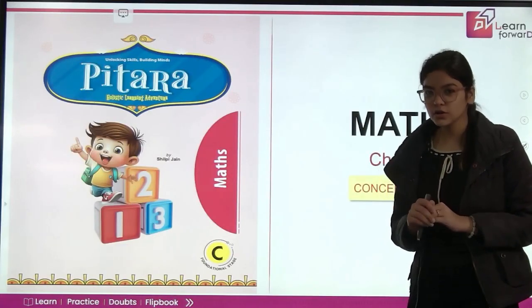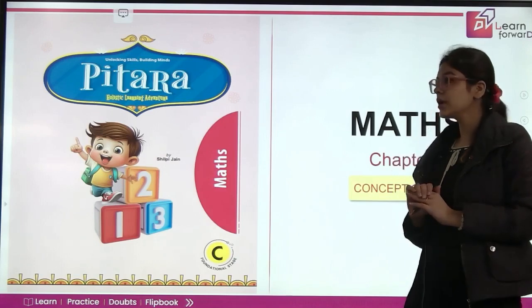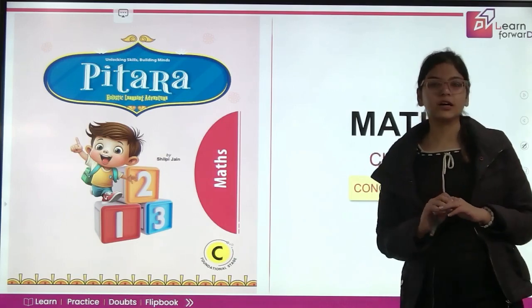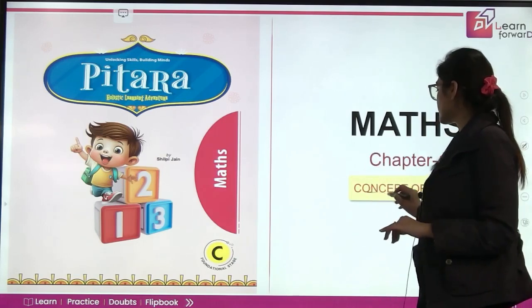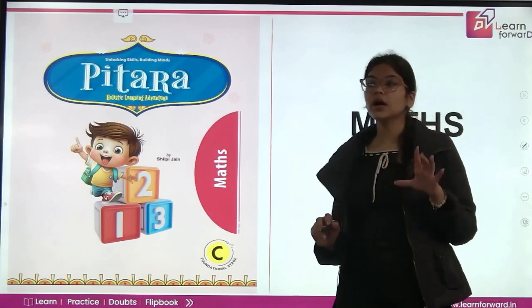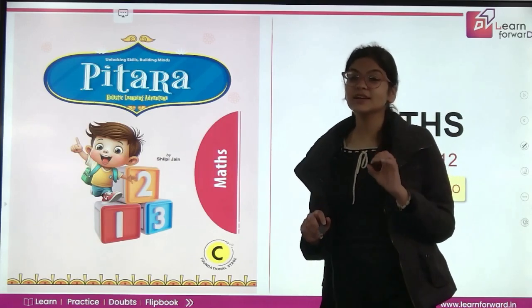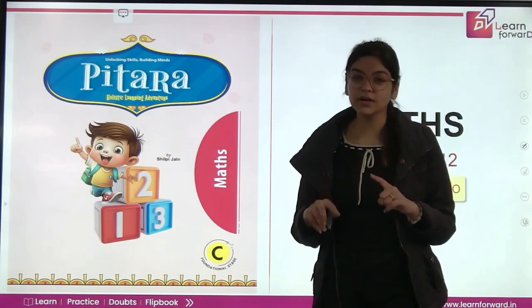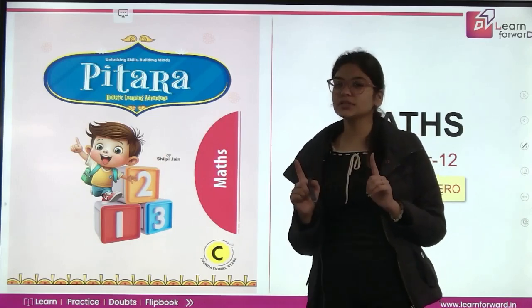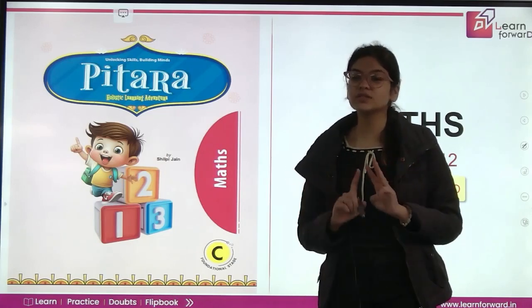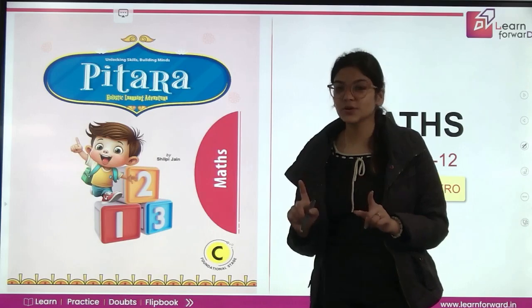So we are back on your favorite learning platform, Learn Forward, and we will study from Pitara. This is chapter number 12, concept of zero. So, zero वैसे अकेले zero की कोई value नहीं होती, but if we put it with the 1, 0 is 10, 2 0 is 20, 3 0 is 30, and 1 0 0 is 100.